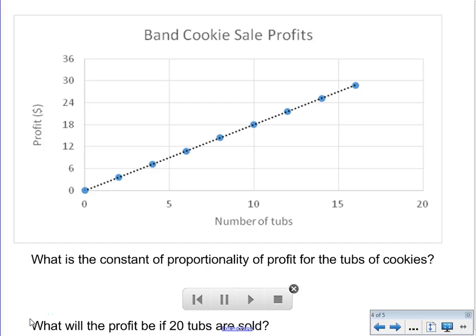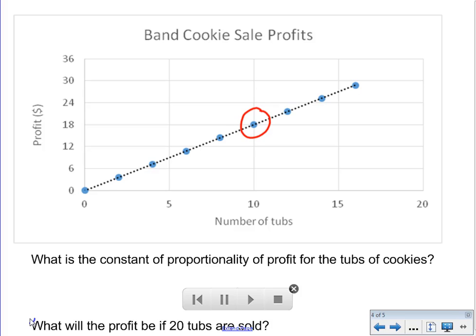Okay, now we're looking at a graph to see if we can find the constant of proportionality. Class, what is that also called? Unit rate. We want to know what is the profit for 1 tub of cookies. We can't really tell that from the graph because we can't really tell where 1 is over here. It's not very clear. So what we do is we look at the graph and we first find a point that we can tell it crosses the x-axis and the y-axis at a point that is very easy to identify. That point is right here. 10 tubs makes the cookie sale profits $18.